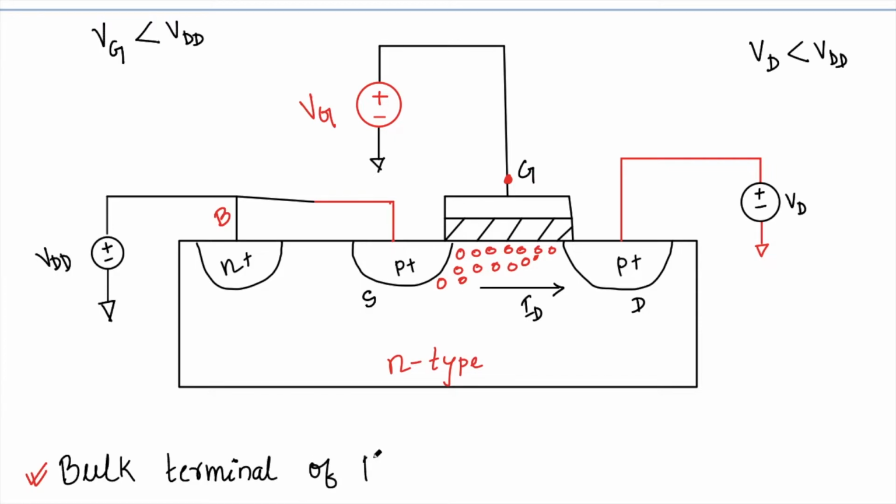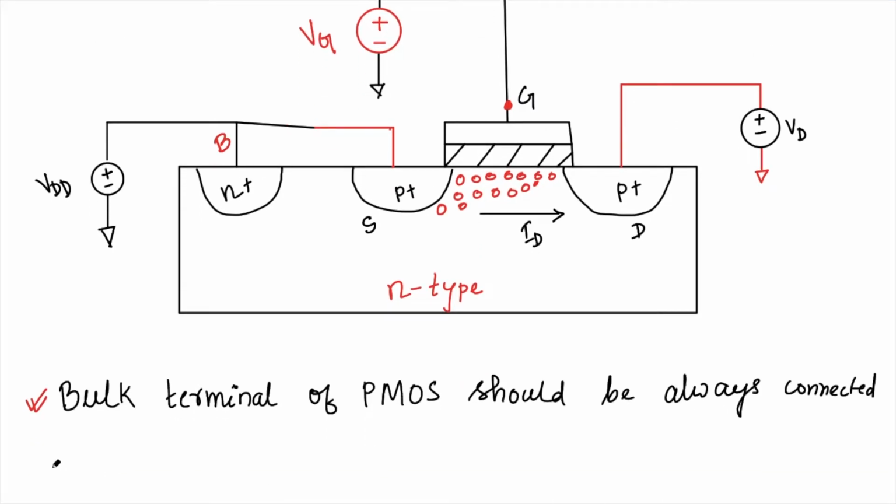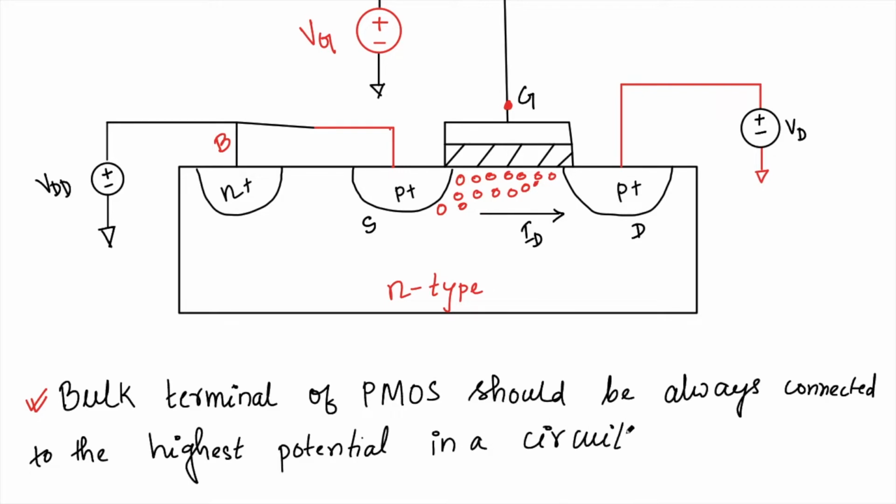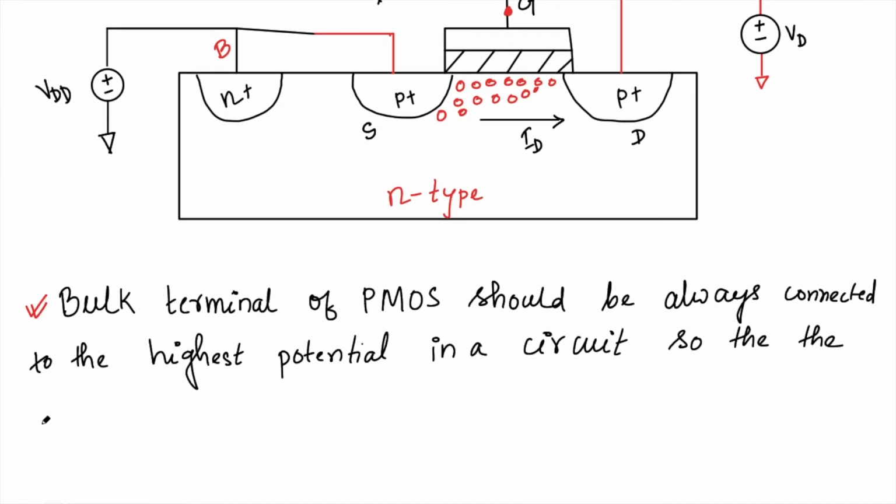The bulk terminal of PMOS should be always connected to the highest potential in a circuit so that the PN junctions are never turned on.